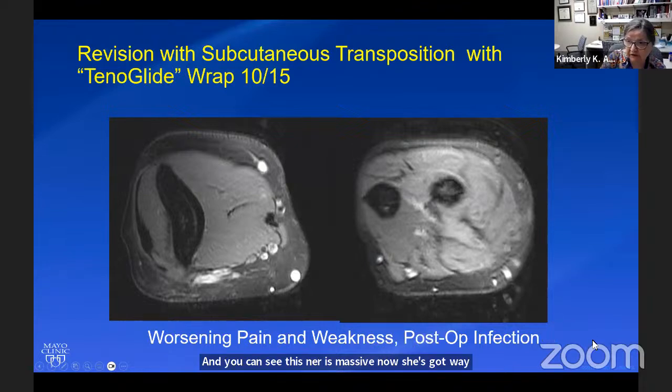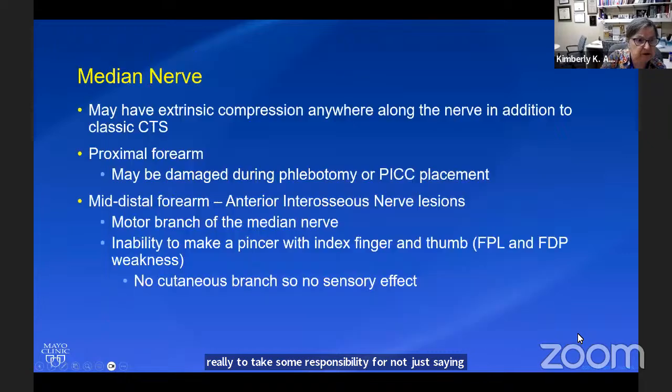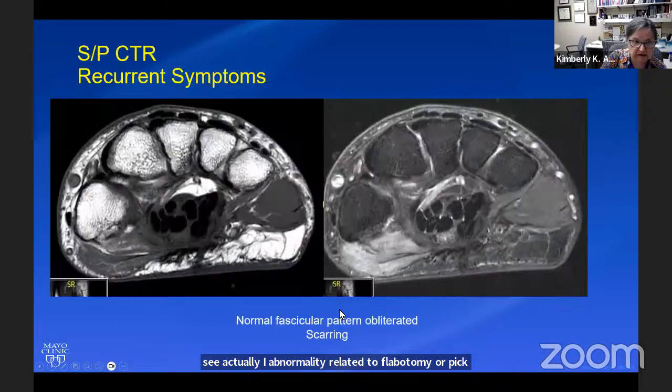And again, we have to be so careful how we call these and really take some responsibility for not just saying it's bright, it must be entrapped. The median nerve can have compression anywhere along its course. In the proximal forearm, it's pretty common to see abnormality related to phlebotomy or PICC placement. And then in the distal forearm, we can talk about the AIN and of course the carpal tunnel.